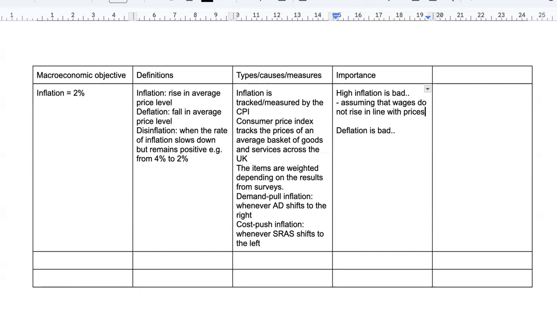So that's the key thing, because if prices go up by 10% and wages go up by 10%, there's no issue. But it's the fact that wages are not going up. So we need to emphasize that to help us explain why high inflation is bad. And then carry on, because you're onto something.